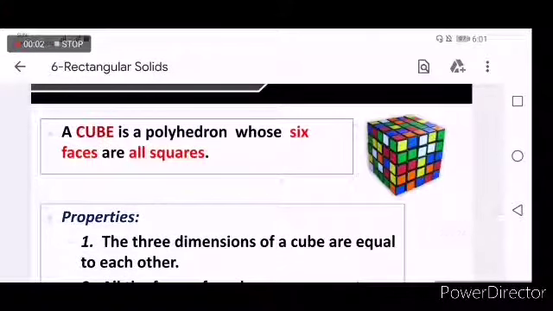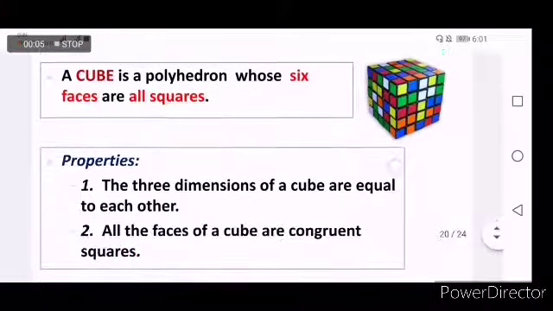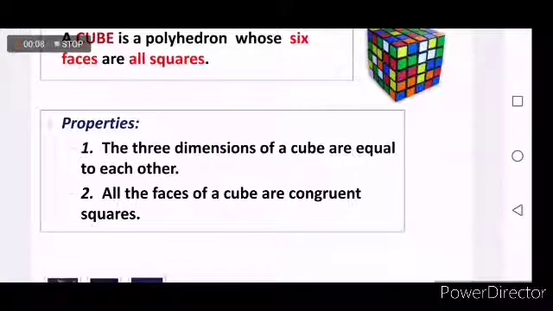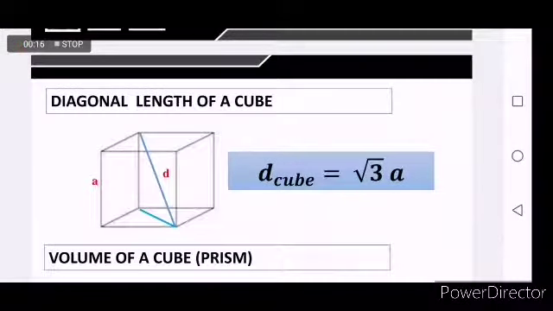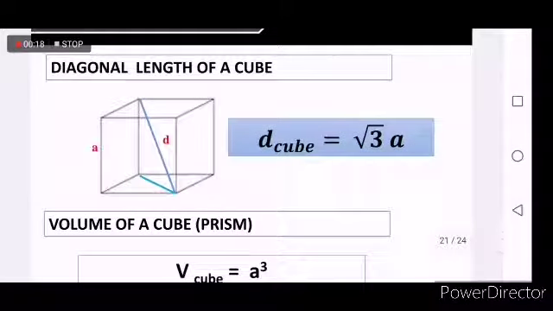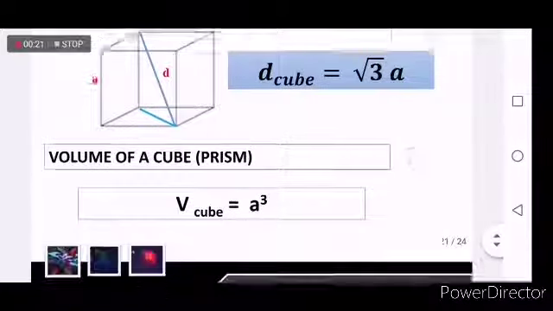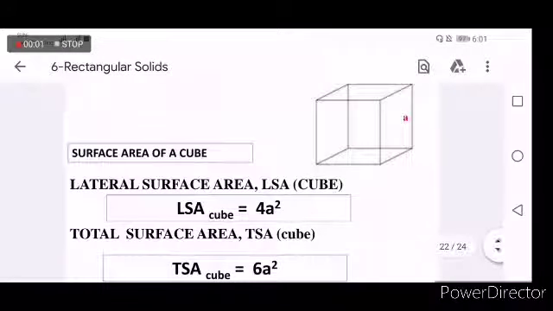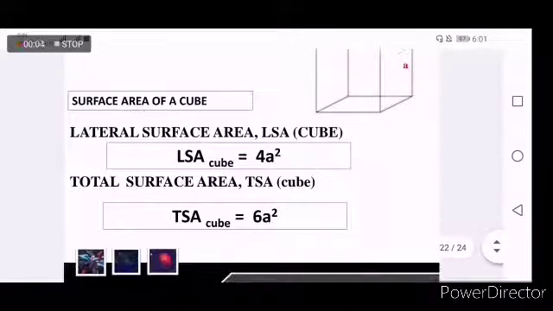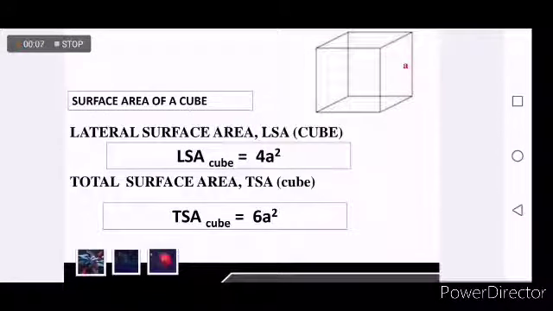A cube is a polyhedron whose 6 faces are all squares. The 3 dimensions of a cube are equal to each other. All the faces of a cube are also congruent squares. And we have these formulas that we could use to answer the preceding problems. To compute for the diagonal, you just need the formula square root of 3 times a and the volume to be a cubed because all faces are equal. For the lateral surface area, the formula is just 4a squared. The total surface area is 6a squared because we have 6 equal faces.